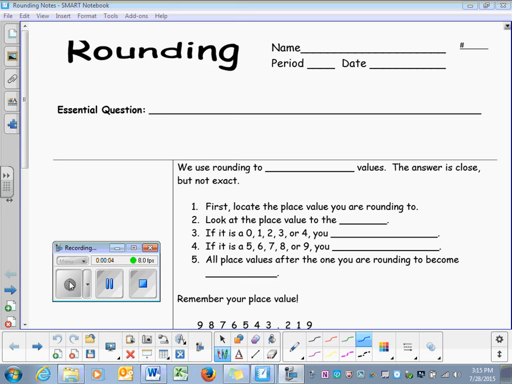Today is on rounding. Our essential question: how do I round numbers? Now, rounding is a way to estimate.